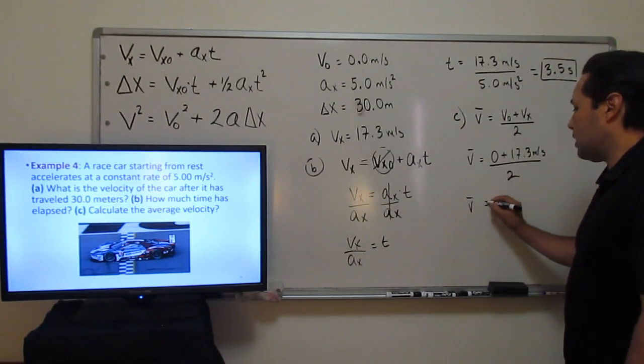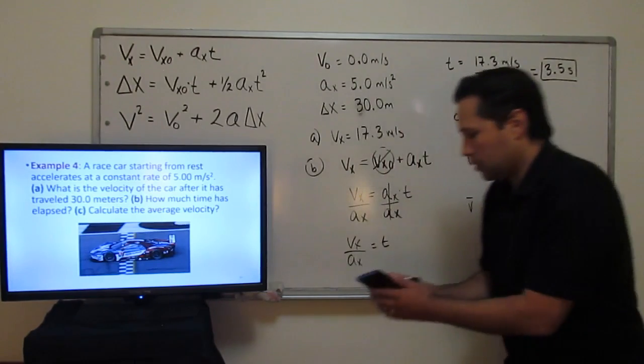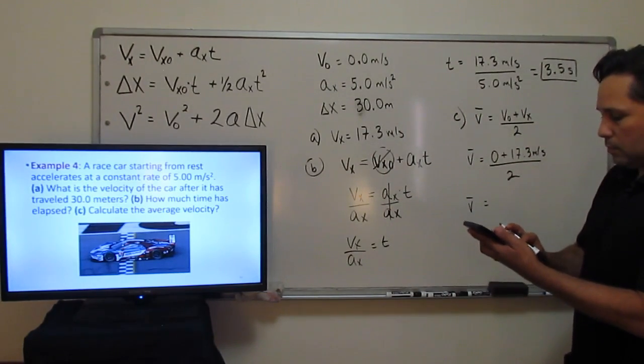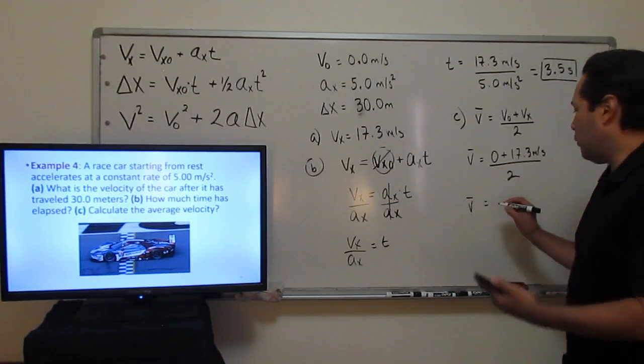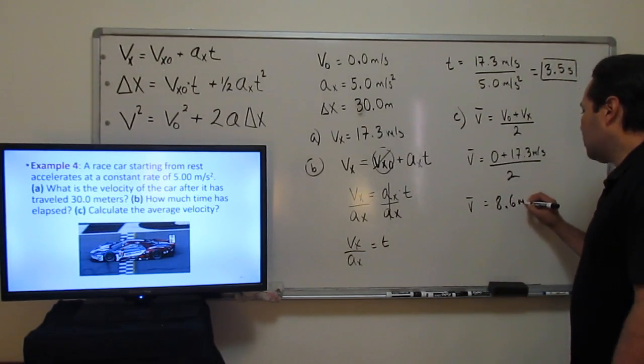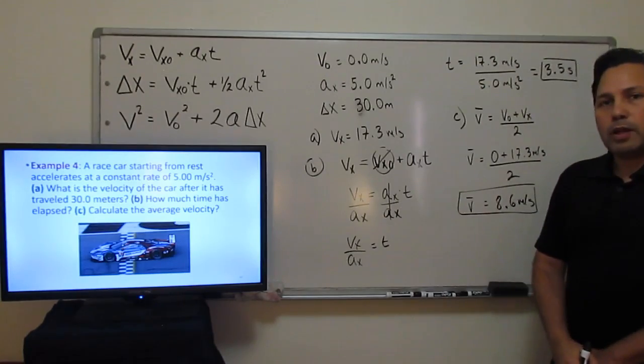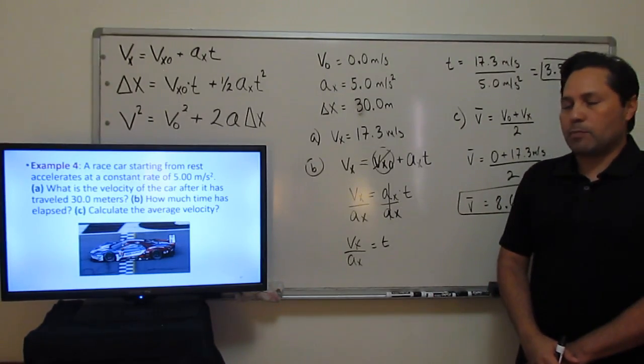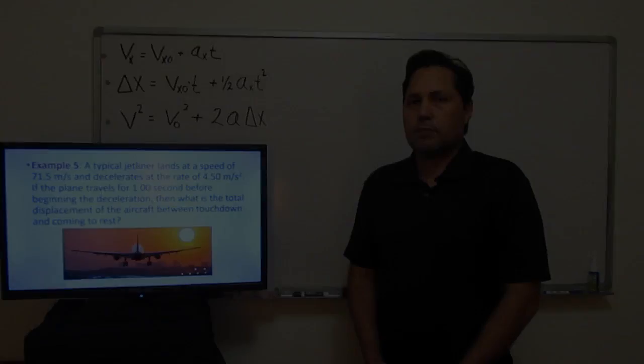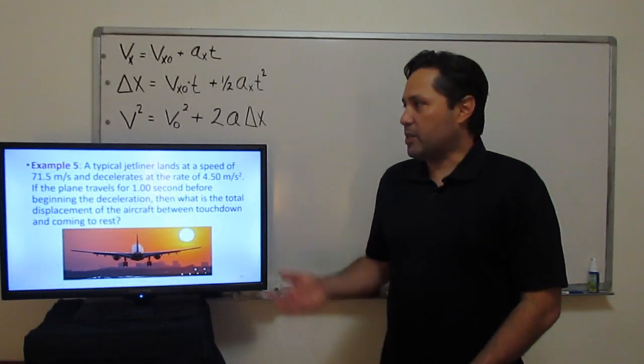So for part C, the average velocity will give us a value of 8.6 meters per second squared. That will be our average. Okay, that wraps up example number 4. Up next is example 5.